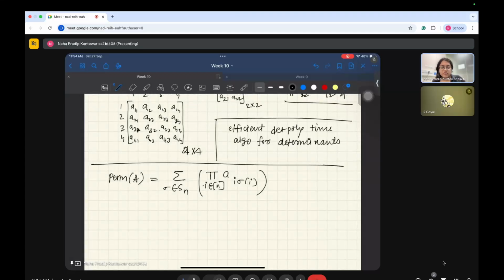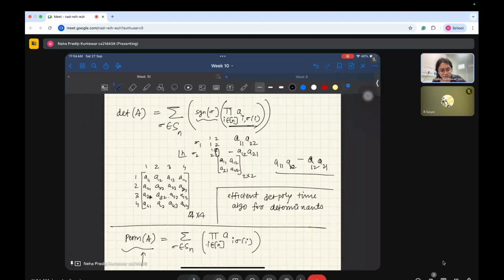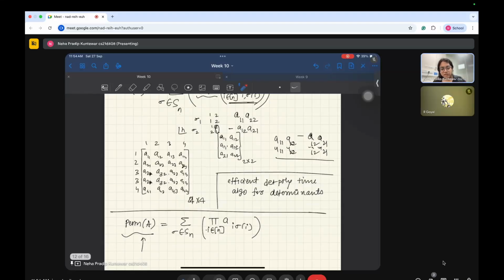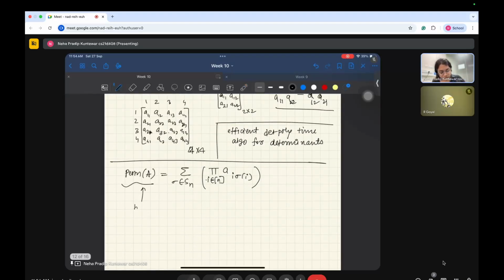But it turns out that permanent computation is very hard. Although they are very close cousins and look the same, only that the permanent does not have signs, it's just addition, computing the permanent is very hard. This is so hard that it's complete for #P.